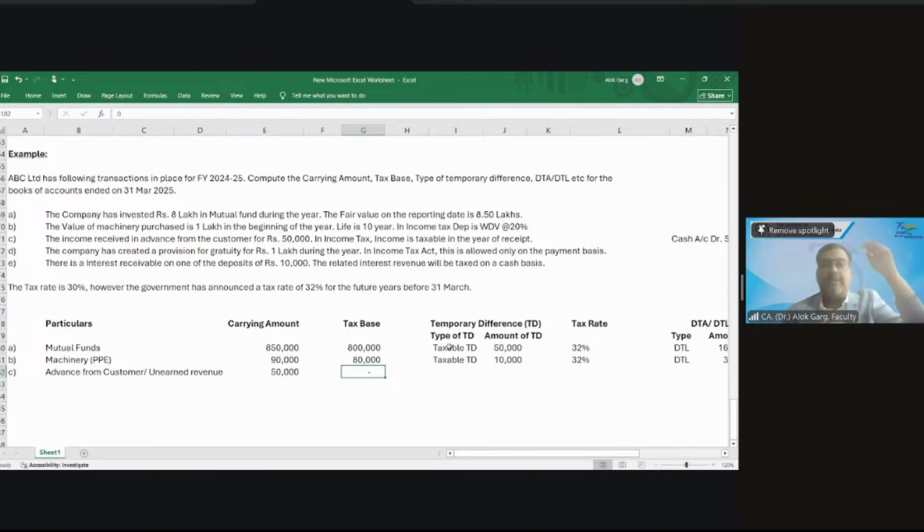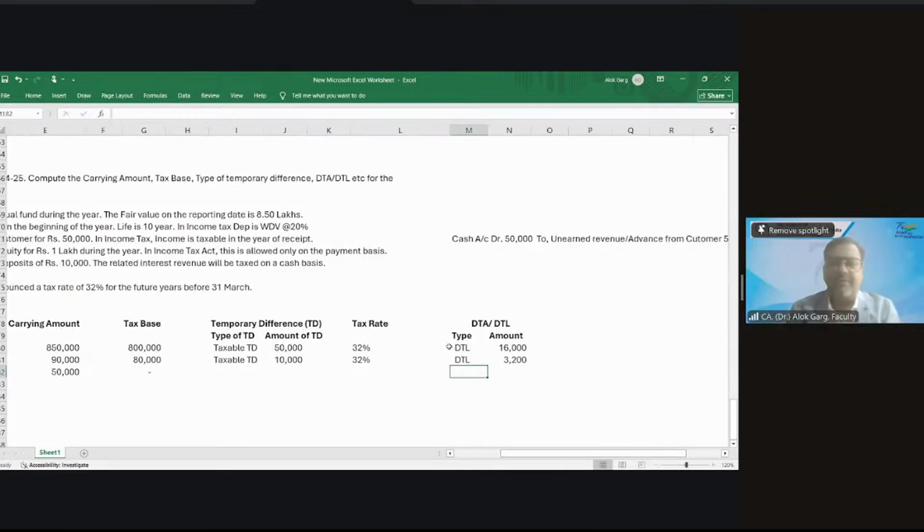Liability. Now it is liability. My liability in the books is 50,000. My liability in the tax is 0. So what should I do? I should reduce my liability. If I need to reduce my liability, what should I take? Debit. We will debit it. Deferred tax asset. It will be your deferred tax asset.